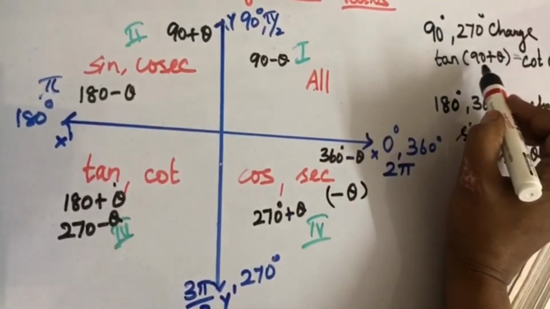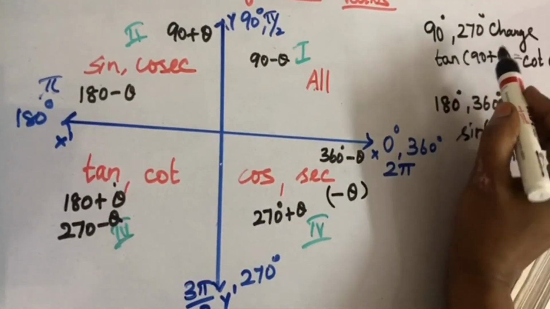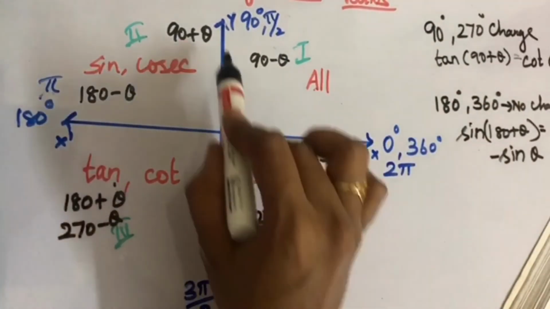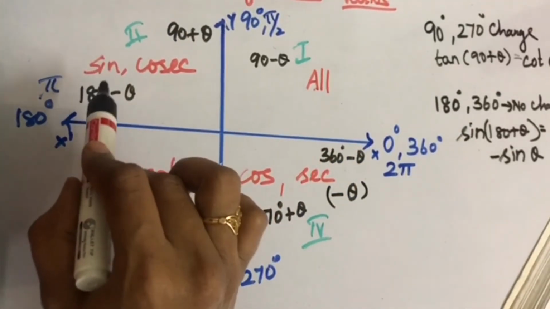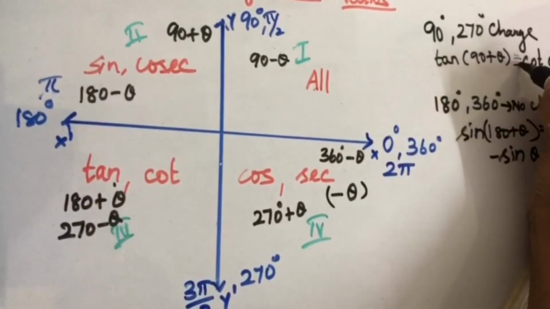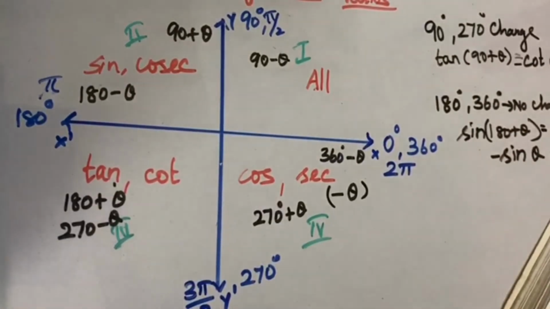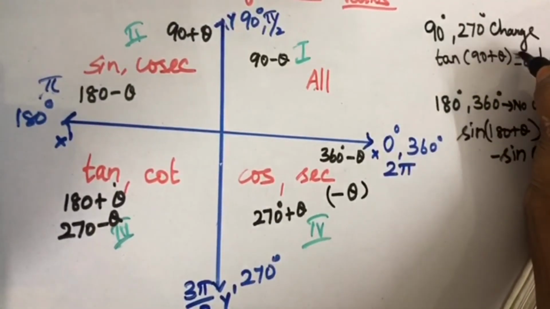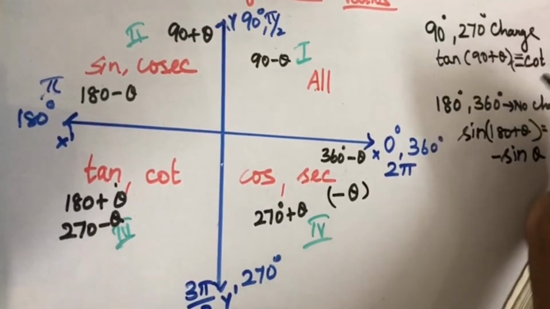What about the sign? Tan 90 plus theta lies in the second quadrant. In the second quadrant, tan is negative, sine and cosecant only positive, so it is equal to minus cot theta.